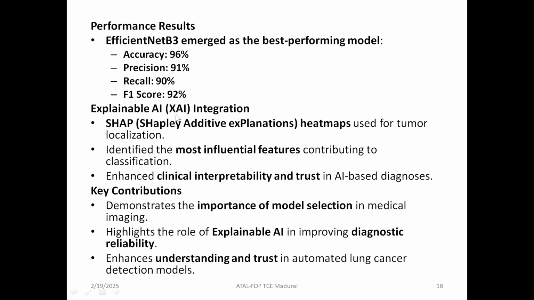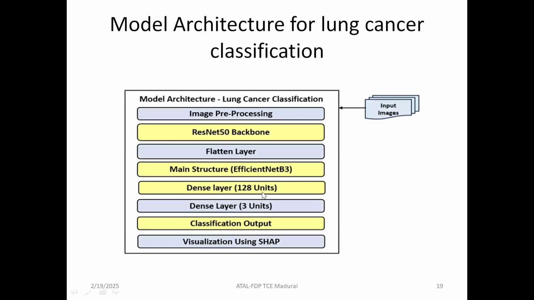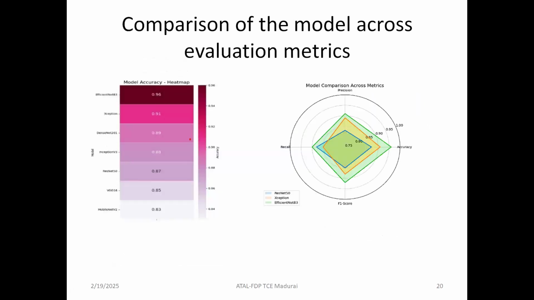We added XAI here as SHAP, that is, Shapley additive explanation heat maps. This SHAP will clearly identify the location where the tumor is present in the images. It also identifies the most influential features contributing to saying whether it is benign or malignant. Again, this architecture is very similar to the retinopathy damage classification.